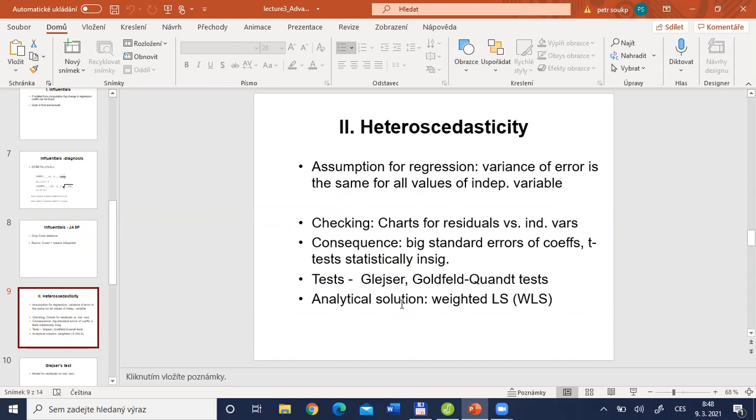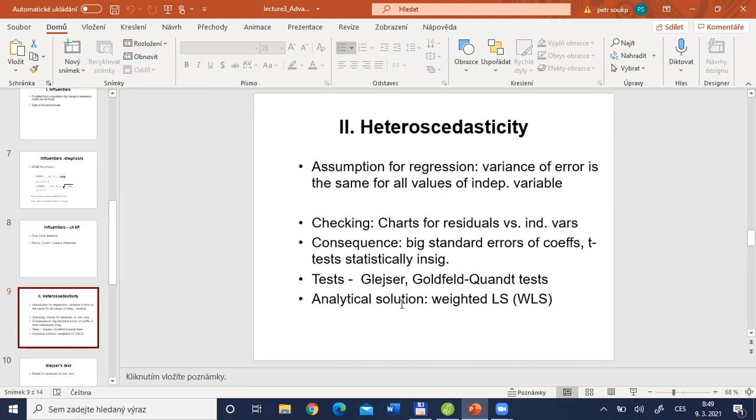An assumption for random error is that it is all the same in size for small as well as big values of the independent variable. So it means that the variance of random error is constant across the values of independent variables. There are several ways we can recognize whether heteroskedasticity is present in my data or not.